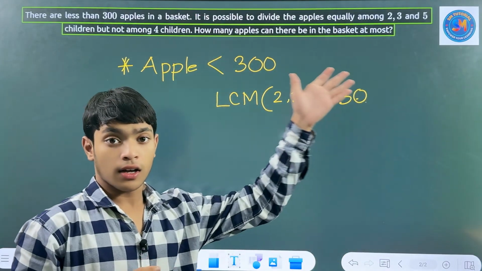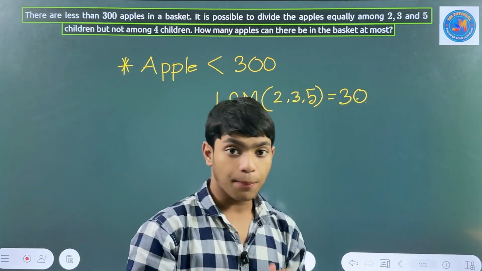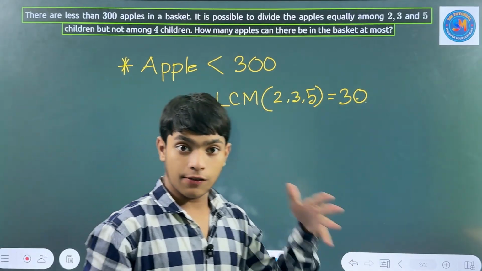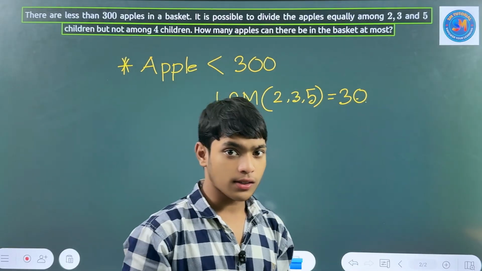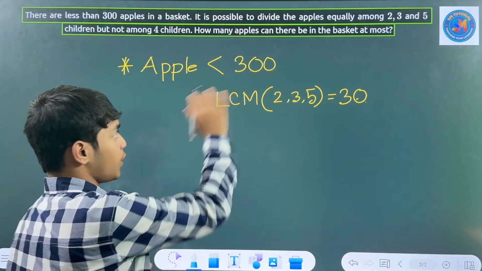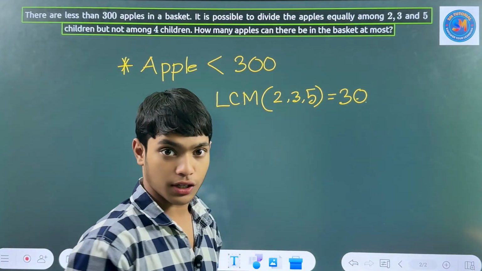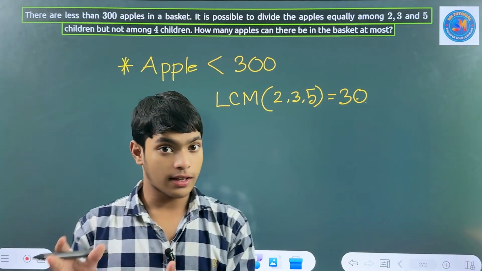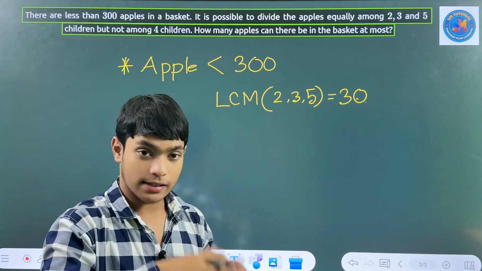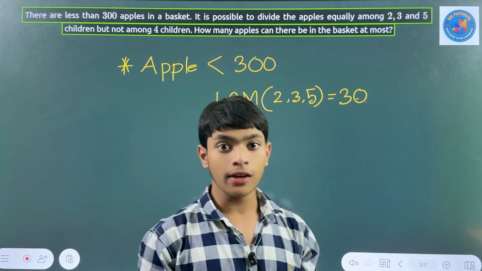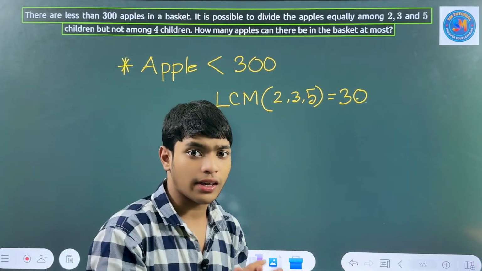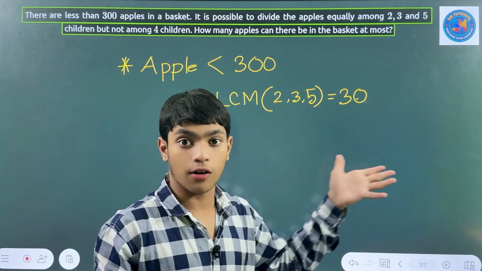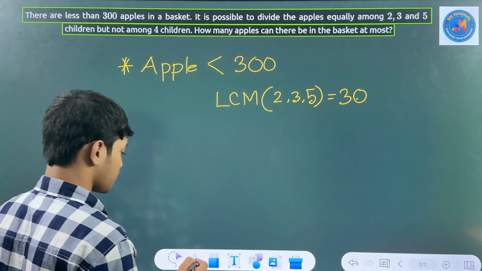So the amount of apples, of course, should be divisible by 30. Okay, and of course that will be less than 300. So we found our two conditions. Now we know that our apples are less than 300 and divisible by 30. So easily we can find the multiples of 30.